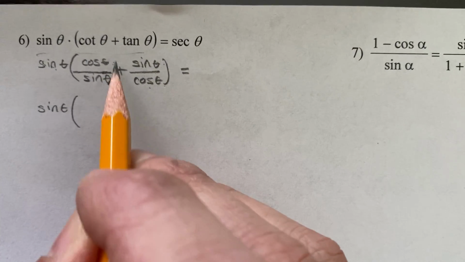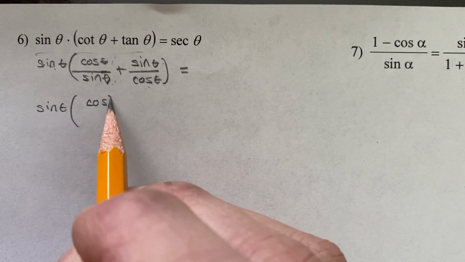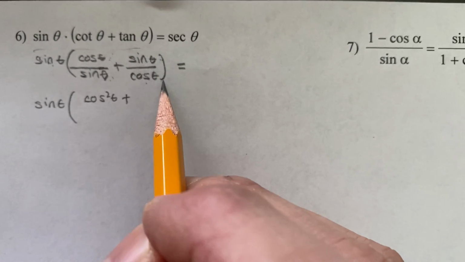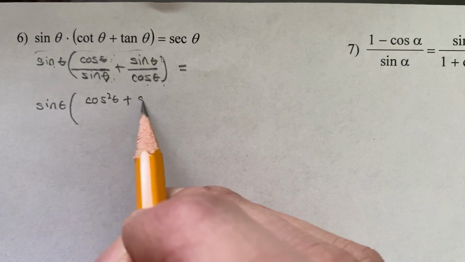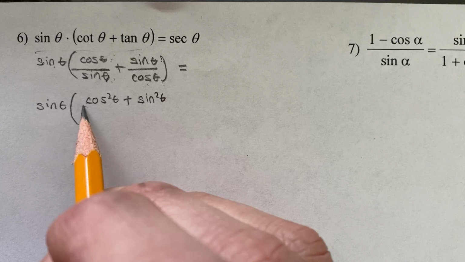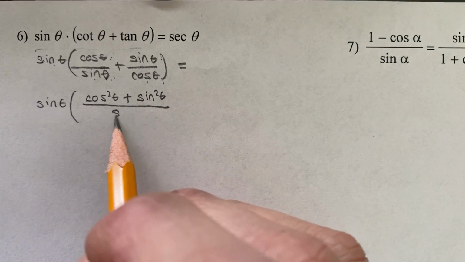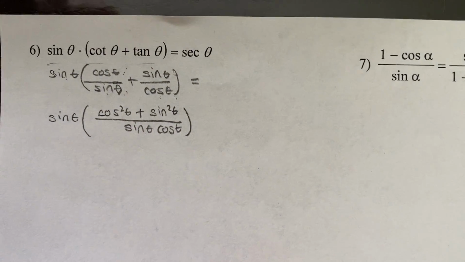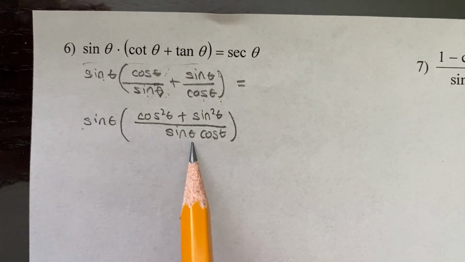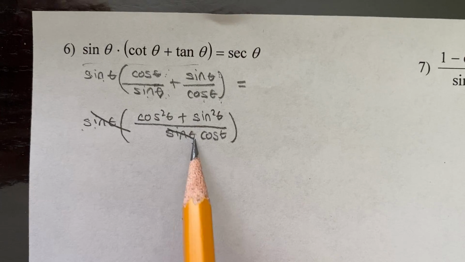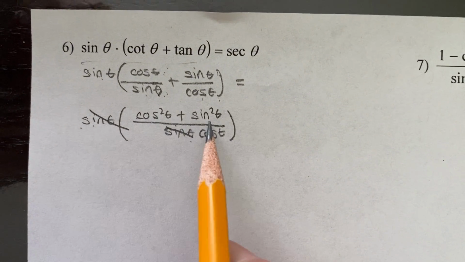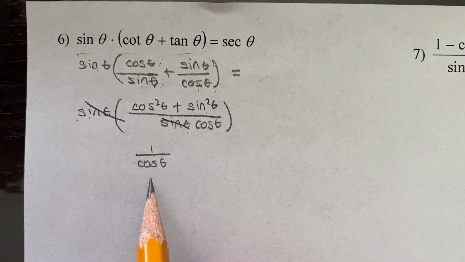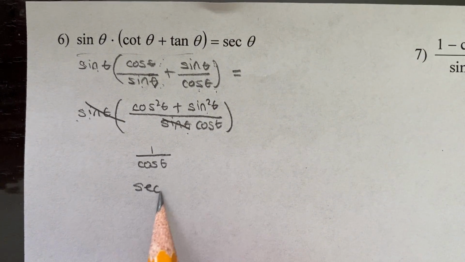So if I multiply by cosine over cosine, I'm going to get cosine squared theta in the numerator. If I multiply top and bottom by sine over sine, I'm going to get sine squared theta, right? And the denominator is sine theta cosine theta. And so now if you distribute your sine, these sine thetas are going to cancel out. And cosine squared plus sine squared theta, we know it's 1. And 1 over cosine, of course, is just secant theta.